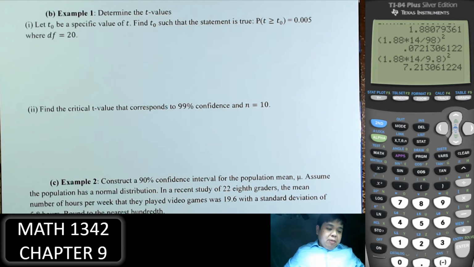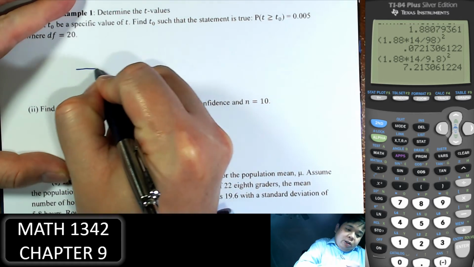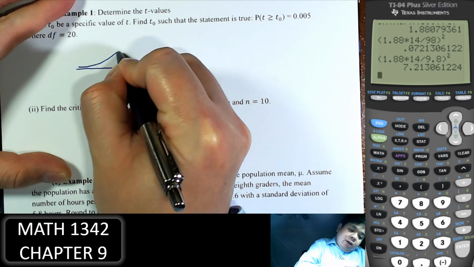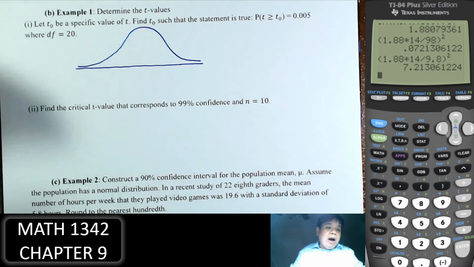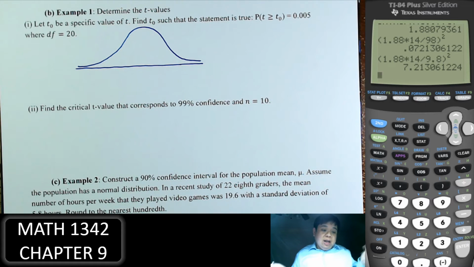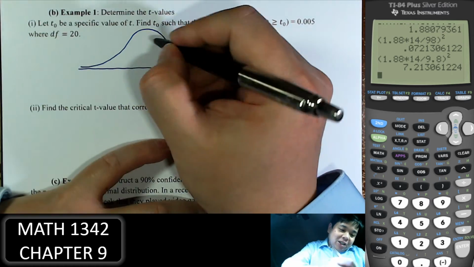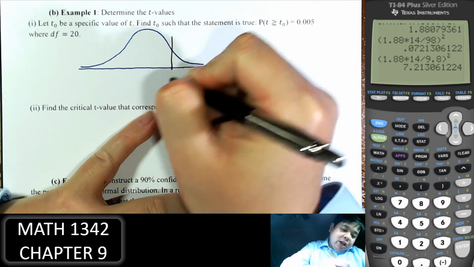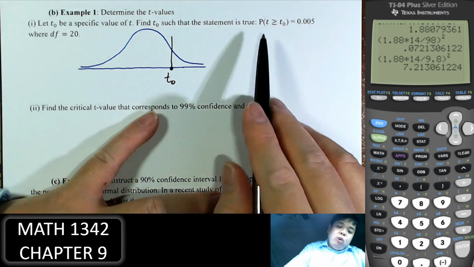Let t naught be a specific value of t. Find t naught so that the statement is true. Alright, so we're going to draw a t distribution. Of course, if I'm not telling you that it is a t distribution, there's no way we can distinguish between the t and the z when drawn by hand. Right, so let's say we have t naught somewhere in here, and we want the t bigger than that.